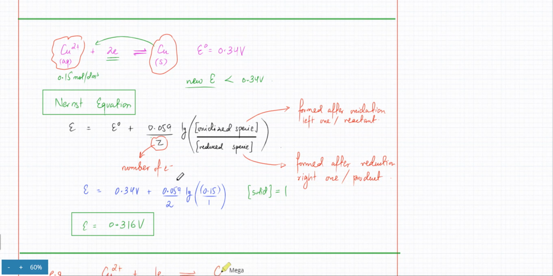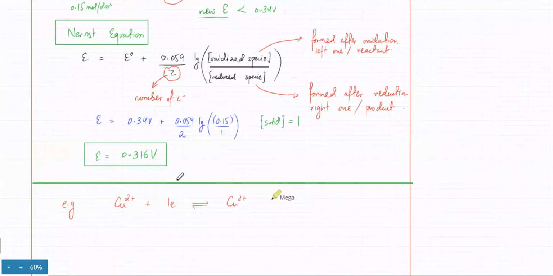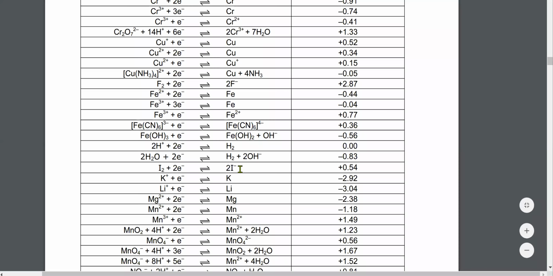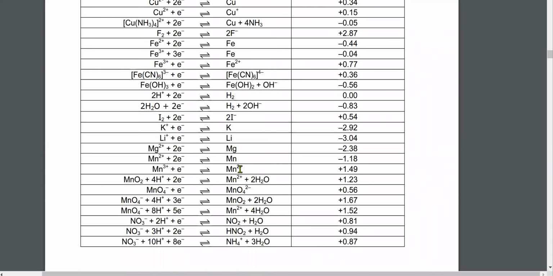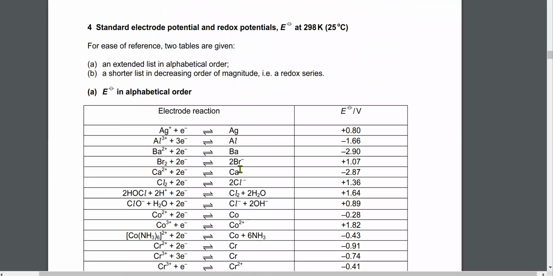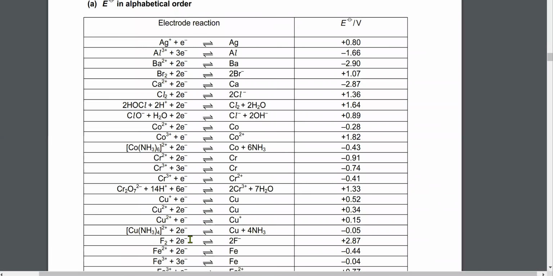So let's do another one. You try and do this now. Use the Nernst equation that's already written above. Here's another equation: copper 2 plus in equilibrium with copper 1 plus. Let me find the standard potential for copper 2 plus. Where's copper? Copper, this one. So it's 0.15 volts.